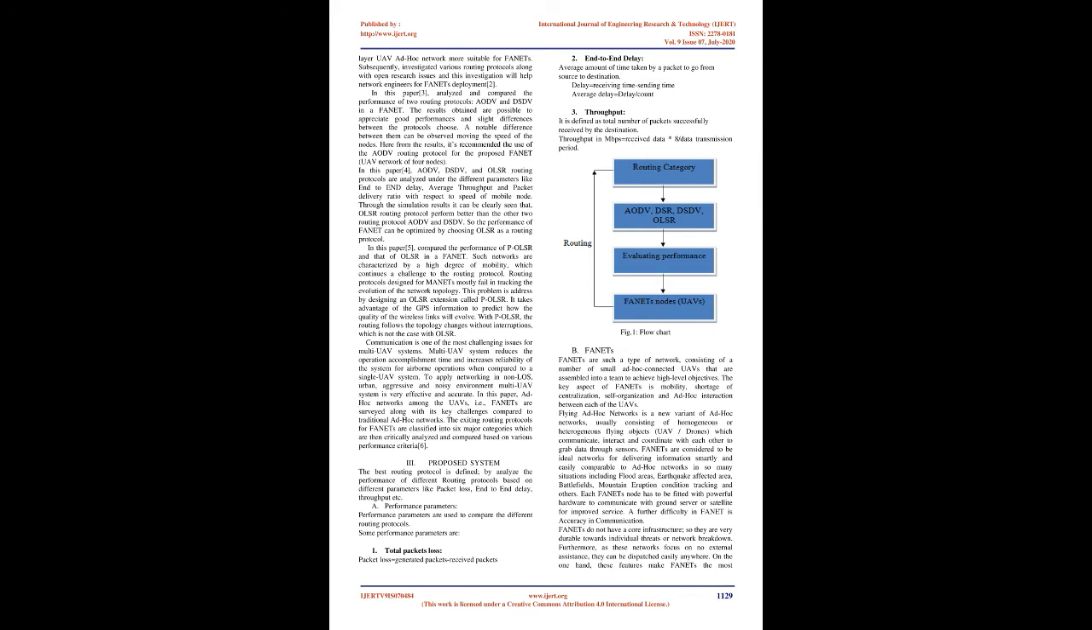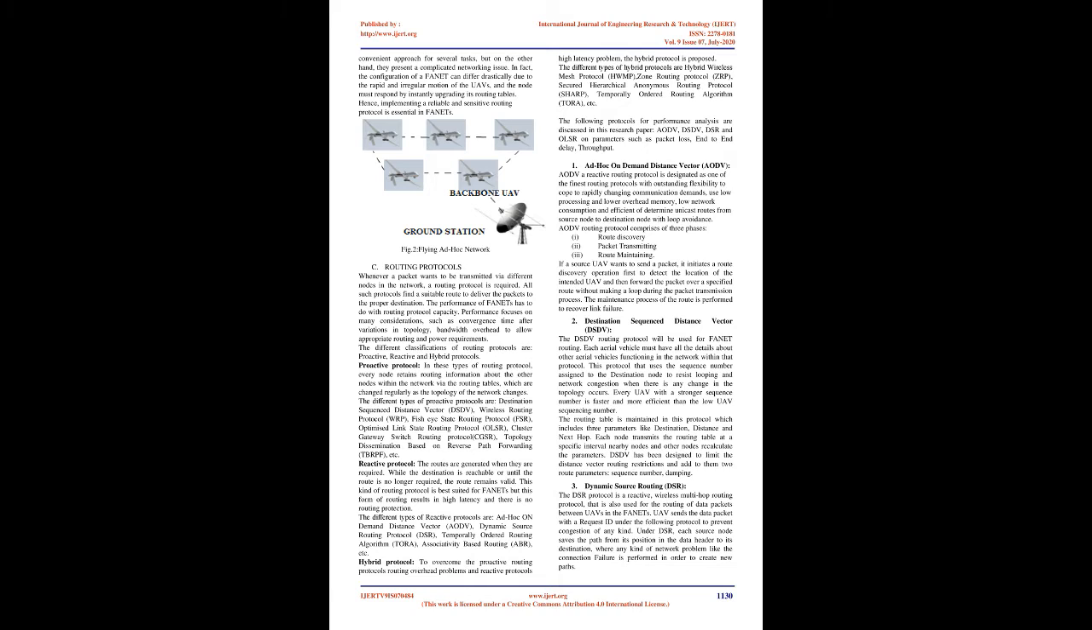Communication is one of the most challenging issues for multi-UAV systems. A multi-UAV system reduces the operation accomplishment time and increases reliability of the system for airborne operations when compared to a single UAV system. To apply networking in non-flat, urban, aggressive and noisy environments, a multi-UAV system is very effective and accurate. In paper 6, ad hoc networks among the UAVs, i.e., FANETs, are surveyed along with their key challenges compared to traditional ad hoc networks. The existing routing protocols for FANETs are classified into 6 major categories, which are then critically analyzed and compared based on various performance criteria.